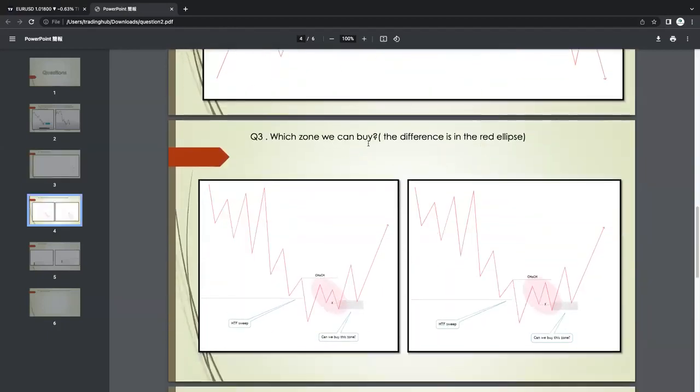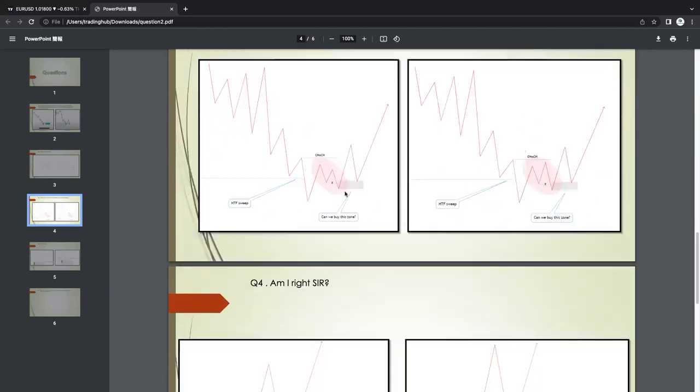Okay, which zone can we buy? The difference in the red line ellipse. Okay, higher time frame sweep. Correct. Chalk, lower time frame sweep: can we buy at this zone, and higher time frame sweep chalk? Both are similar, and there is no difference between them.